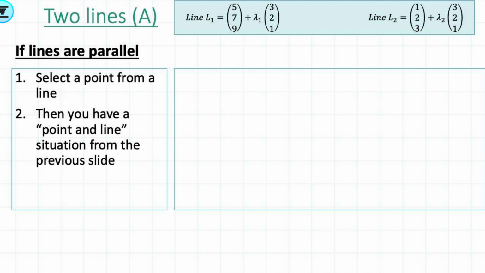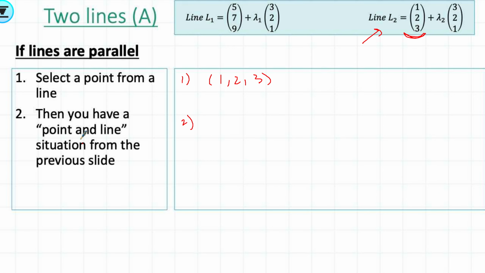If you have 2 lines, then you need to consider if they are parallel. So you need to select, in the case that they are parallel and you want the shortest distance between them, a point from one of the lines. Okay, so I'm just going to pick a point from line 2. And I'm going to say the point is (1, 2, 3), because remember, this is a point on the line.